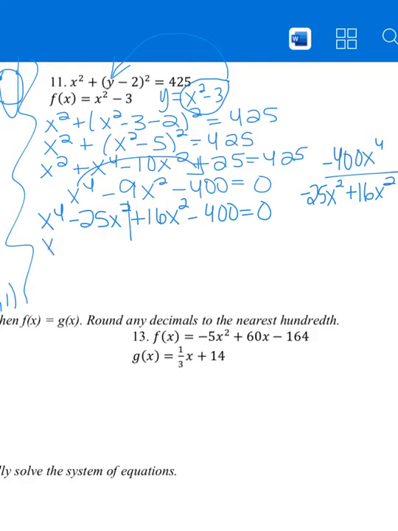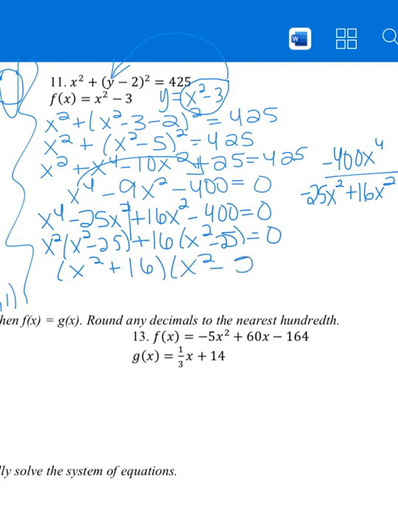Split it down the middle. I can take out x squared, I'm left with x squared minus 25. This side I would take out a positive 16, and I'm left with x squared minus 25 equals 0. So this is x squared plus 16 times x squared minus 25 equals 0. I'm going to just go ahead and solve them. You can do master product again on the x squared minus 25. If I just split it down the middle, though, this would be x squared is equal to negative 16. When I take the square root, I would get x equals plus and minus 4i. We don't have imaginary points. That's not part of my answer, so I don't have to keep going with this.